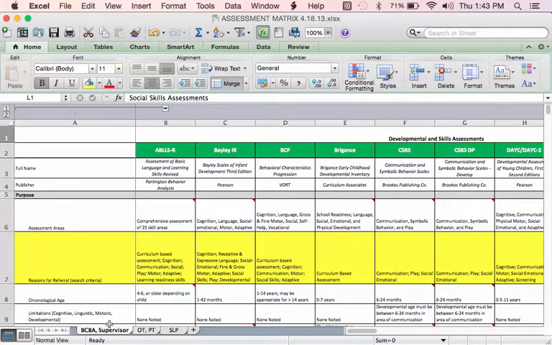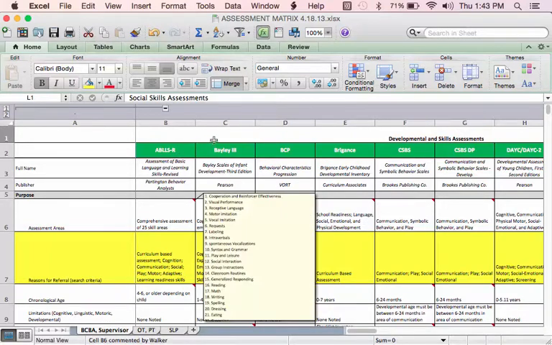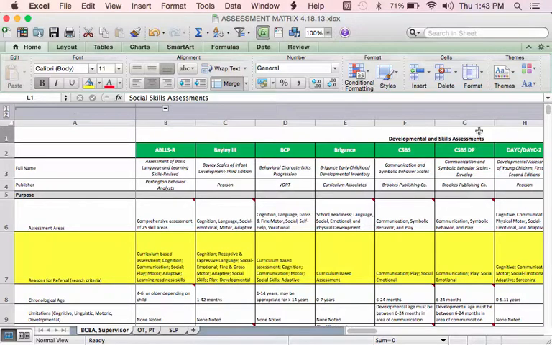What you're viewing here is my own copy of my assessment matrix, and what you'll see on the top row is the type of assessment that falls into the category below, and this is for developmental and skills assessments. And over on the left-hand side here, in the left column, we've got the name of the assessment, the publisher, the assessment areas, the reasons that I would use it, what chronological age it's appropriate for. I also have notations in terms of some of the limitations of the assessment tool. Now, let's look at the first one.